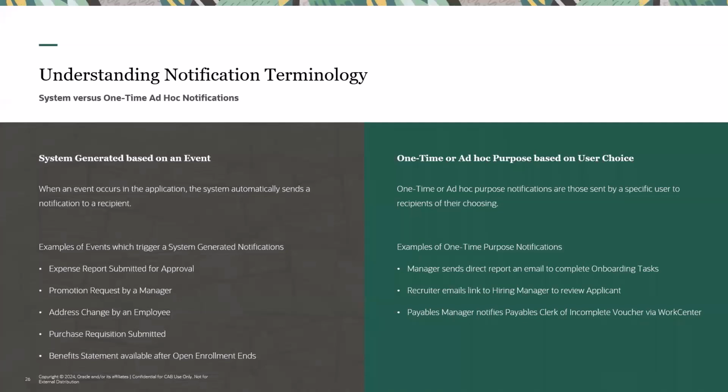So system versus one-time ad hoc notifications. System generated is based on an event that happens in the application. When the event occurs, the system automatically sends a notification to a recipient. So that's what system generated basically means in this context.